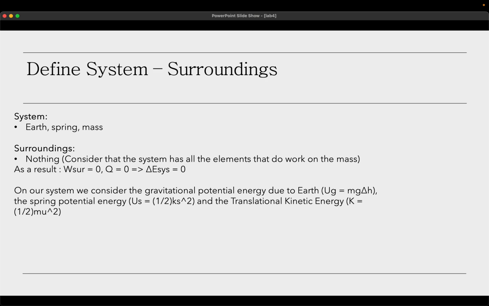Define our system, which is Earth, spring, and mass, with surroundings being nothing, since we consider that the system has all the elements that do work on the mass. As a result, work of the surroundings equals 0, Q equals 0, so delta E system equals 0.